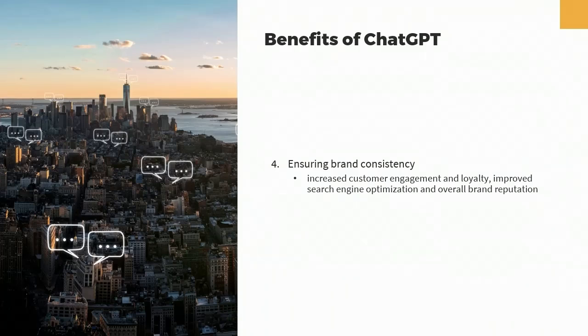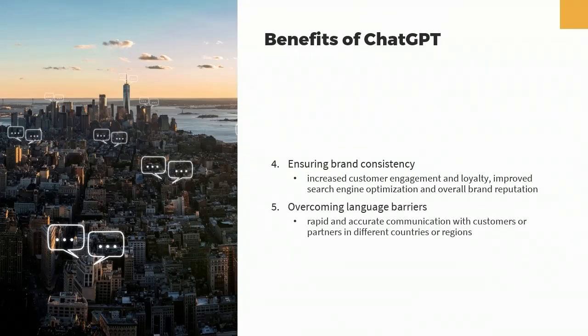ChatGPT's capacity for real-time language translation can provide numerous benefits to businesses too. It can overcome language barriers and facilitate rapid and accurate communication with customers or partners in different countries or regions, helping businesses create new partnerships or expand into global markets. This means businesses that operate in multiple countries or that have multilingual customers can use ChatGPT to communicate with their customers in their native language, resulting in improved customer engagement and satisfaction, customer loyalty and retention, and increased sales revenue.